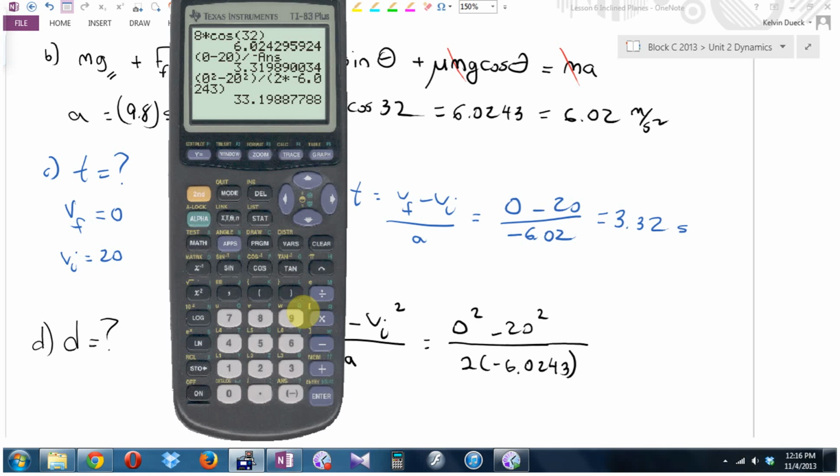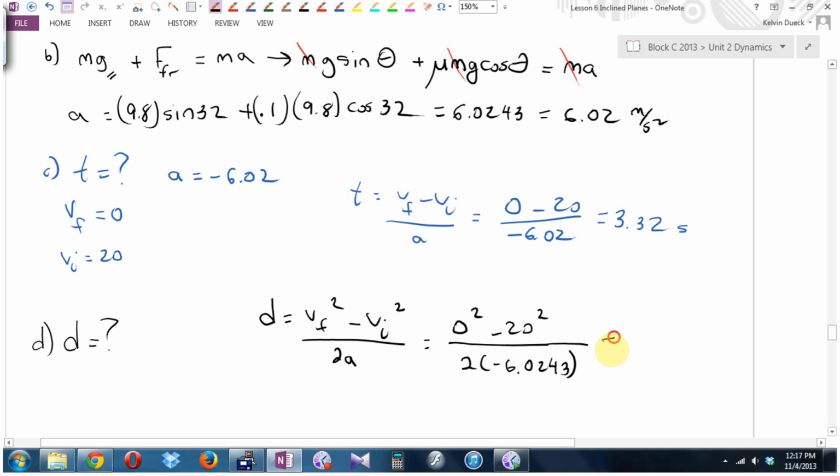By the way, did I end up above or below from where I started based on how you read this question? Above, so hopefully I get a positive answer. Do you get 33.2? Yeah.